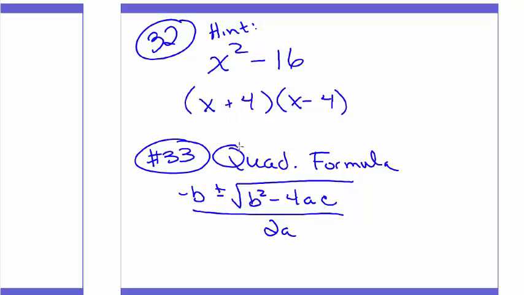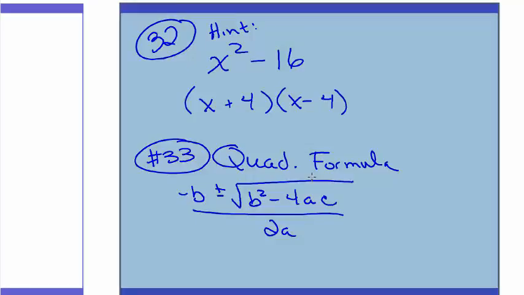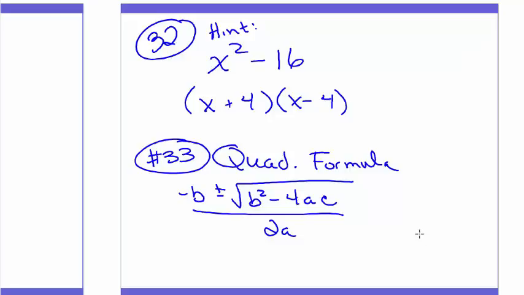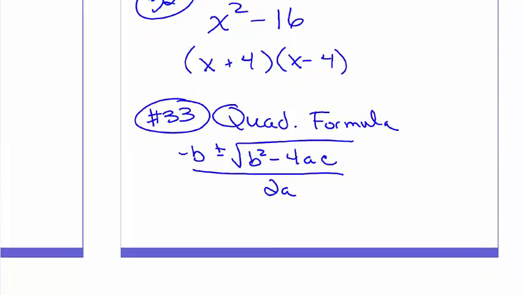Okay. On number 33, it will not factor. You are going to have to do the quadratic formula. So if you don't know the quadratic formula, here's a place to look to write it down. It's negative b plus or minus the square root of b squared minus 4ac all over 2a.